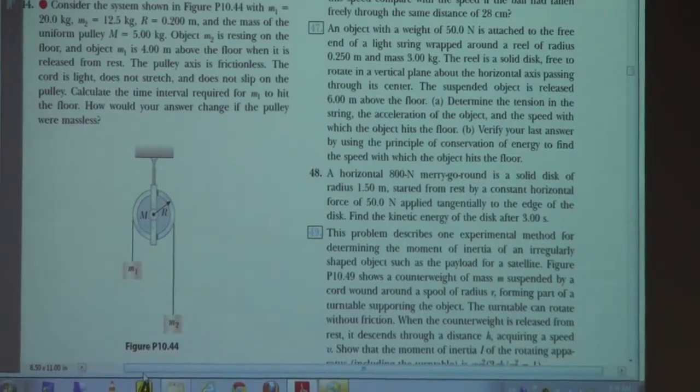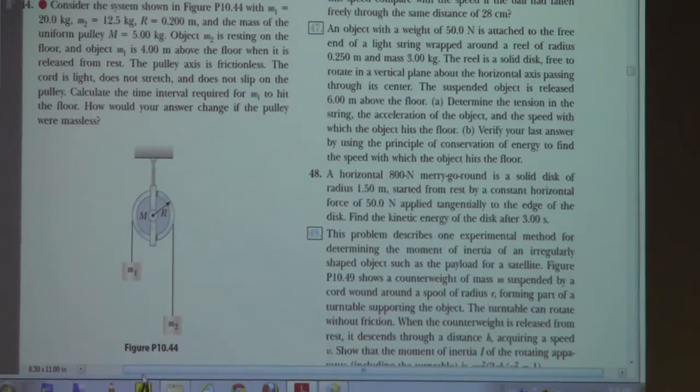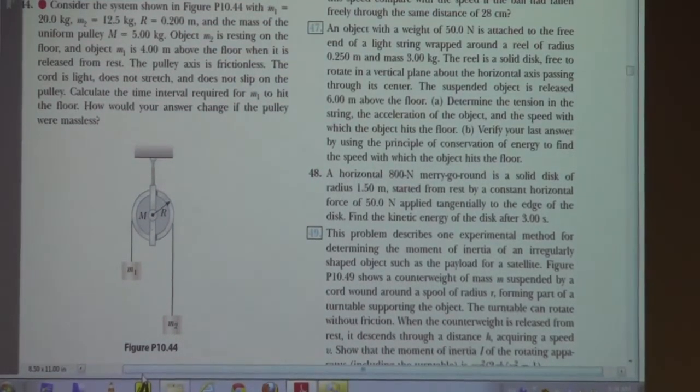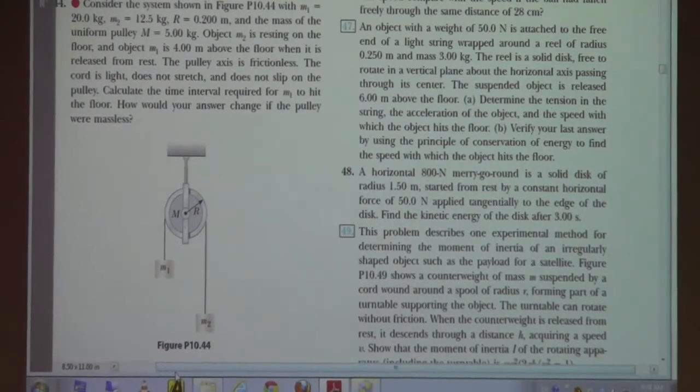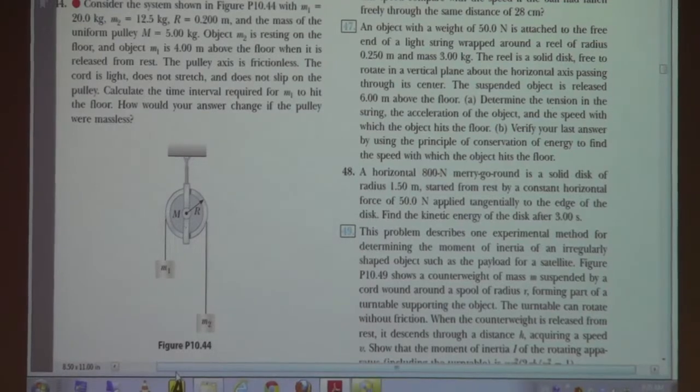And it says here, an object with a weight of 50 newtons is attached to the free end of a light string that is then wrapped around a reel of radius 0.25 and mass 3 kilograms. The reel is a solid disc and it is free to rotate in a vertical plane about a horizontal axis passing through its center. The suspended object is released 6 meters above the floor.